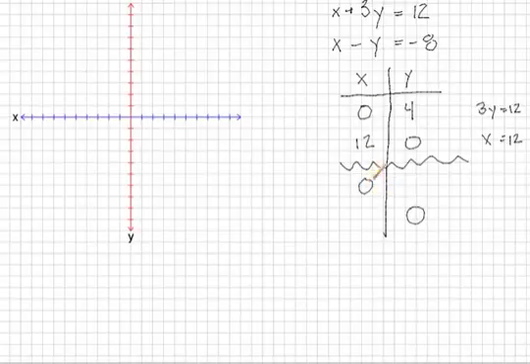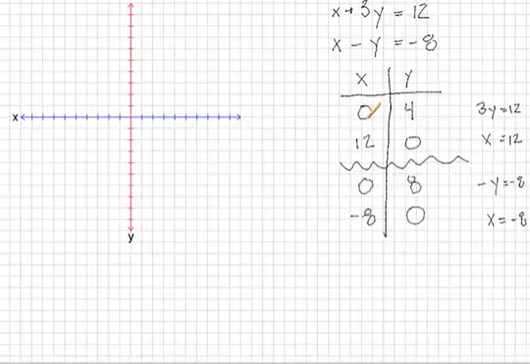I'm going to go ahead and plug in 0 for x, and I get the equation -y is equal to -8. We can divide -1 out of both sides to get y is equal to 8. If I plug in 0 for y, I get the equation x is equal to -8. Easy peasy. Let's go ahead and graph these.